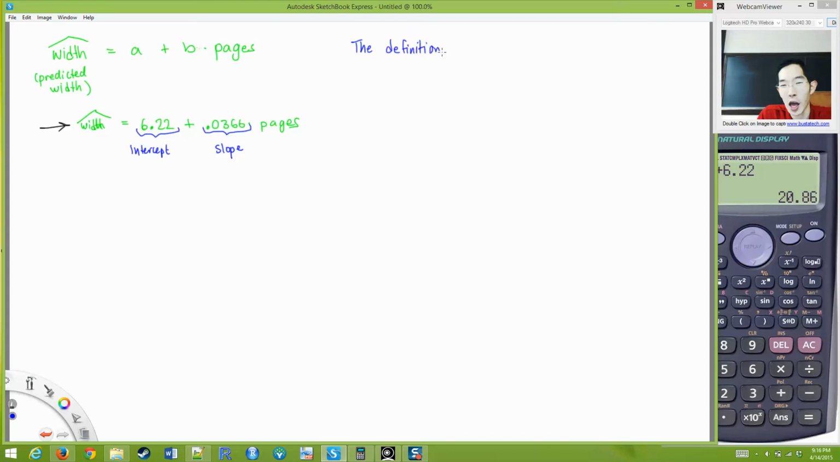The definition of the slope is actually, all right, I mean, yeah, rise over run is fine, but I don't think that means anything to you guys. What does that mean? Rise over run is 0.0366. It goes up 0.0366 and it runs 1. So what does it mean to run 1 here? On the X. Yeah, and so in our case, our X is pages. Okay, so here, the definition of the slope is how much y will change when x changes by 1.